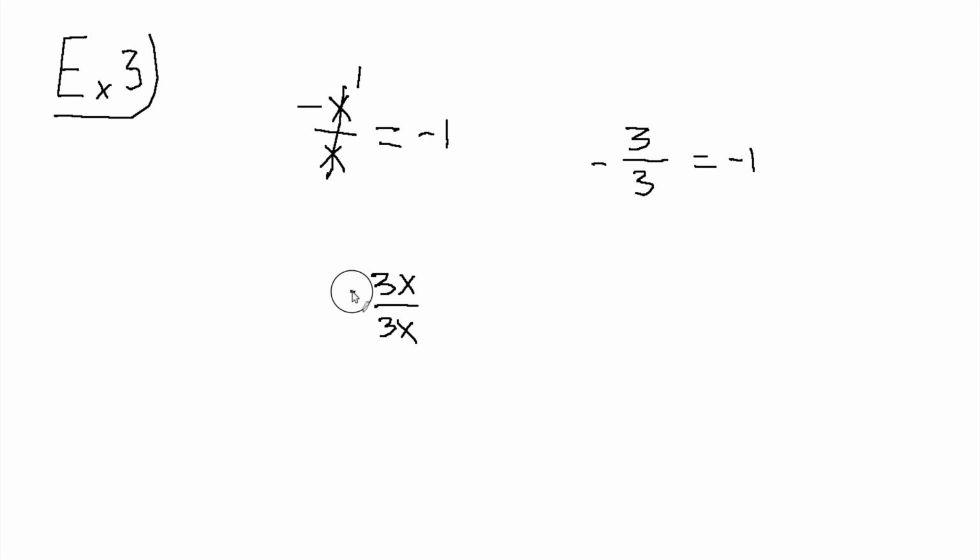Say we have negative 3x over 3x. Cross out whatever's on top that is the same as the bottom, and you get 1 times 1 on top. You still have a negative on the outside, so it's like negative 1 times 1 times 1, which would give you negative 1.